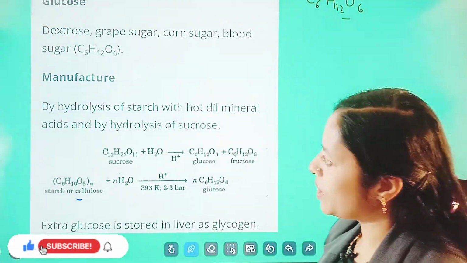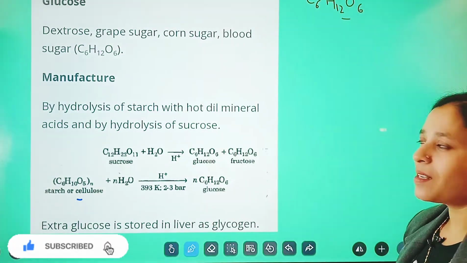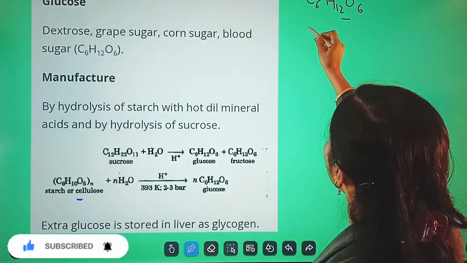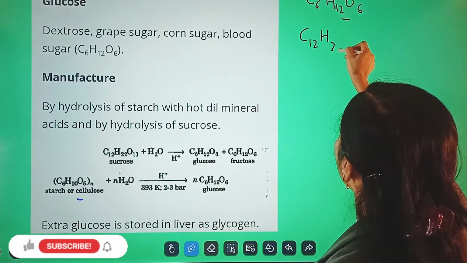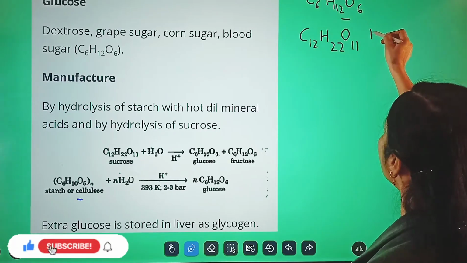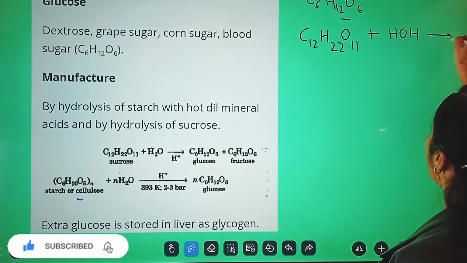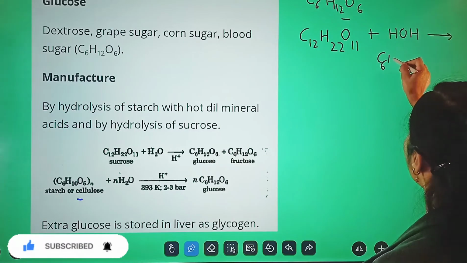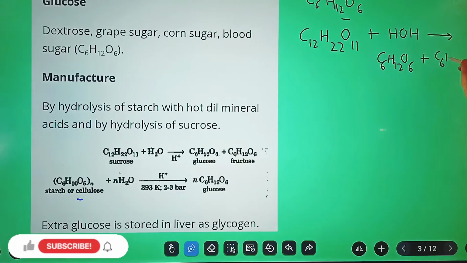If we look at its manufacturing process, glucose can be synthesized from two processes. The one is from sucrose, that is also known as cane sugar. So we will take cane sugar, C12H22O11. It will undergo hydrolysis. On hydrolysis, it will produce one molecule of glucose and another molecule of fructose. So we will only take glucose.